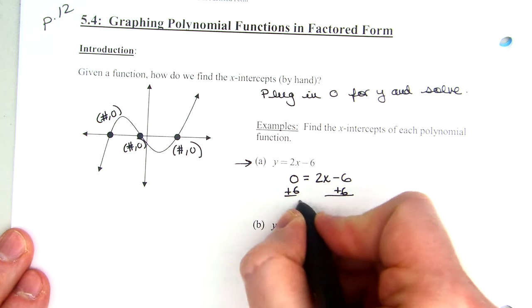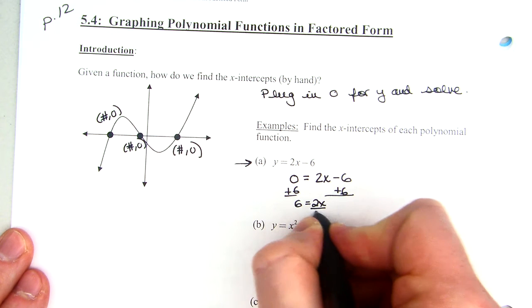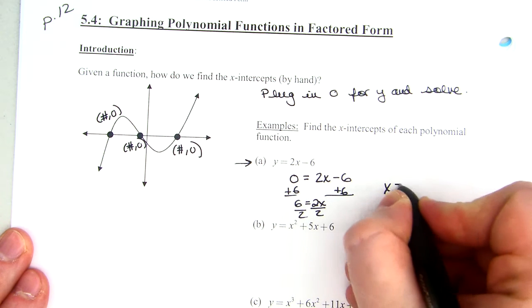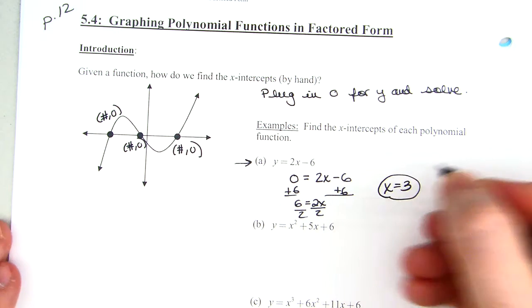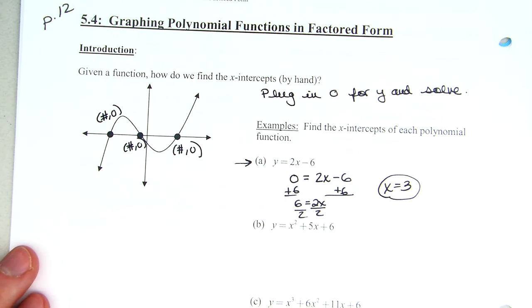Plus 6, plus 6. 6 equals 2x. Divide. x equals 3. You should have one x-intercept at x equals 3.